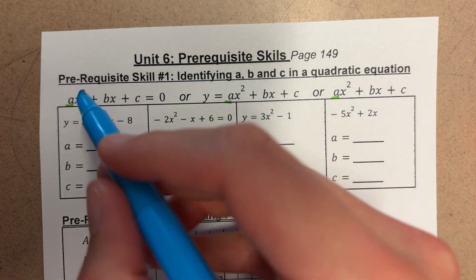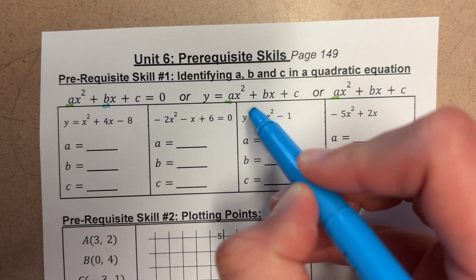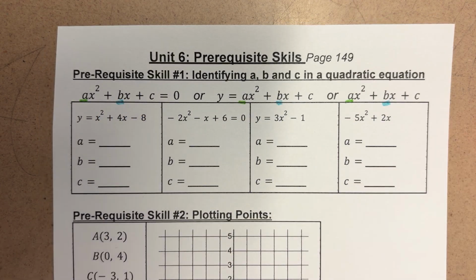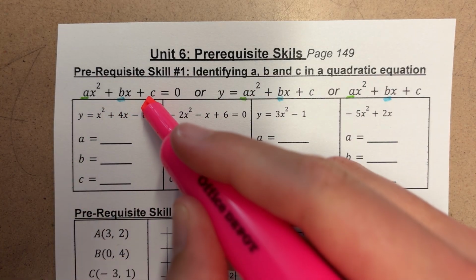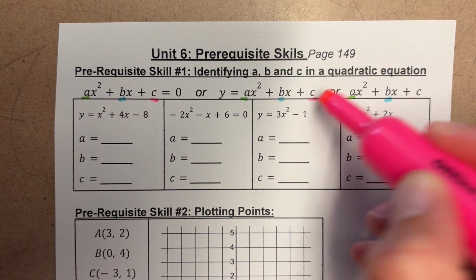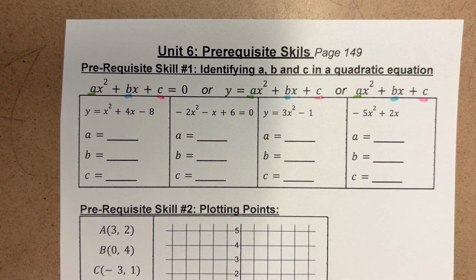The number multiplied by x is called b. And the number multiplied by nothing, no x squared, is called c. Okay, that's called the constant. It's not being multiplied by a variable, it doesn't change. Okay, so sometimes the a, b, and c are really straightforward.